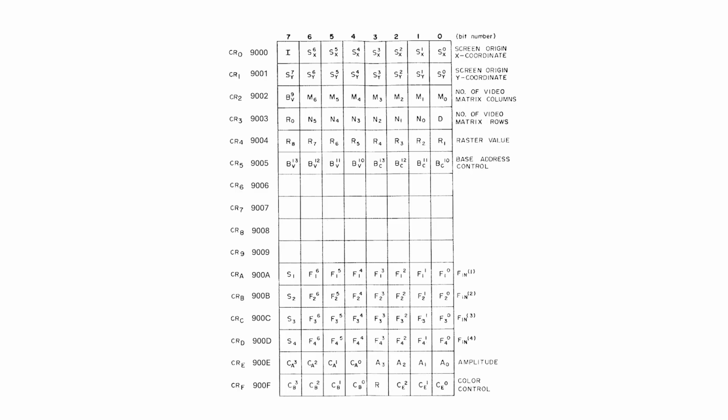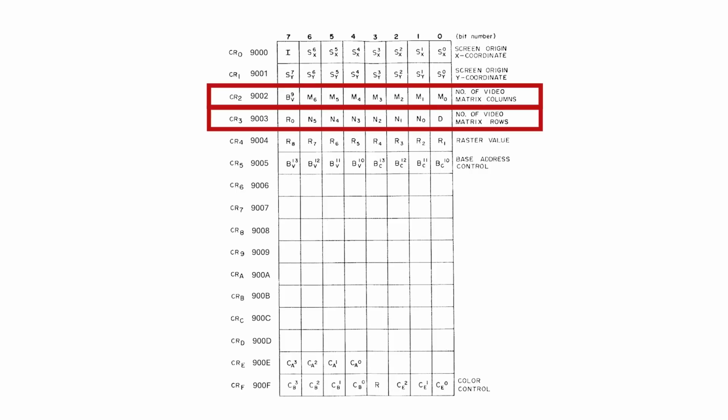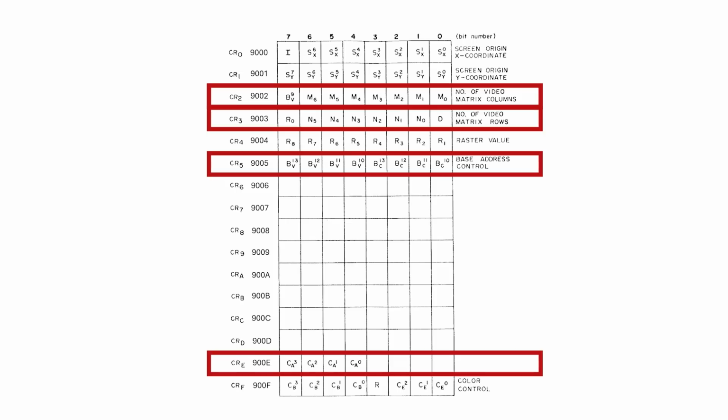I'll worry about audio later in the series, so that takes out registers 900A through 900D and half of 900E. But I do need the other half of 900E. What I'm really interested in for now is the data stored in the registers located at 9002, 9003, 9005, 900E, and 900F.